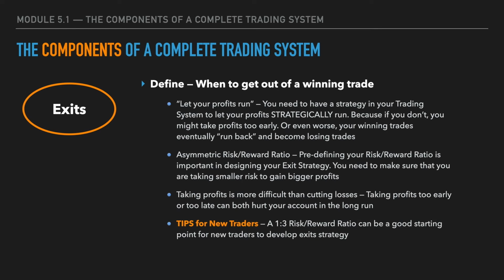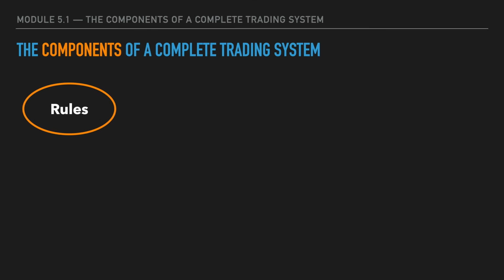So here are the tips for the new traders. A 1 to 3 risk to reward ratio can be a good starting point for new traders to develop your own exit strategy, which means, for example, if you risk $100 on each trade, then your profit target should be minimum $300 on that trade. The last key component is called the rules.